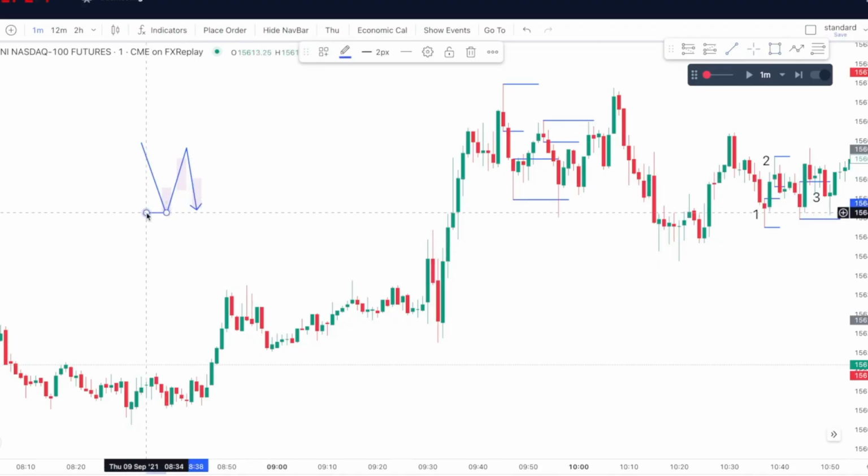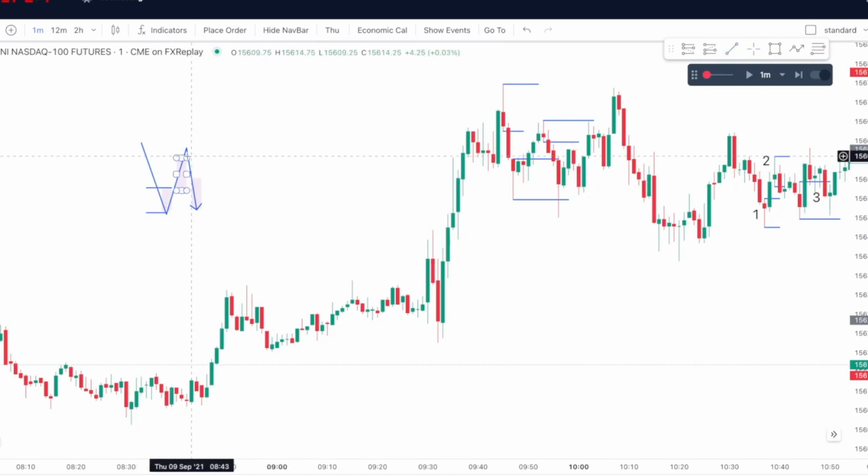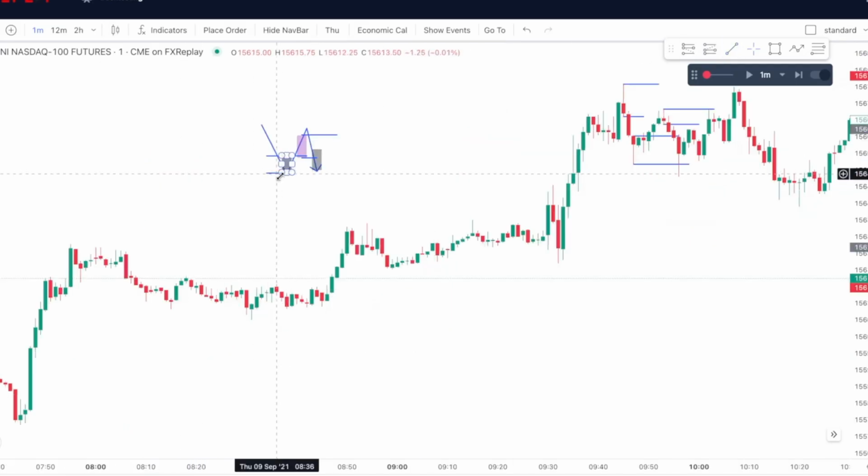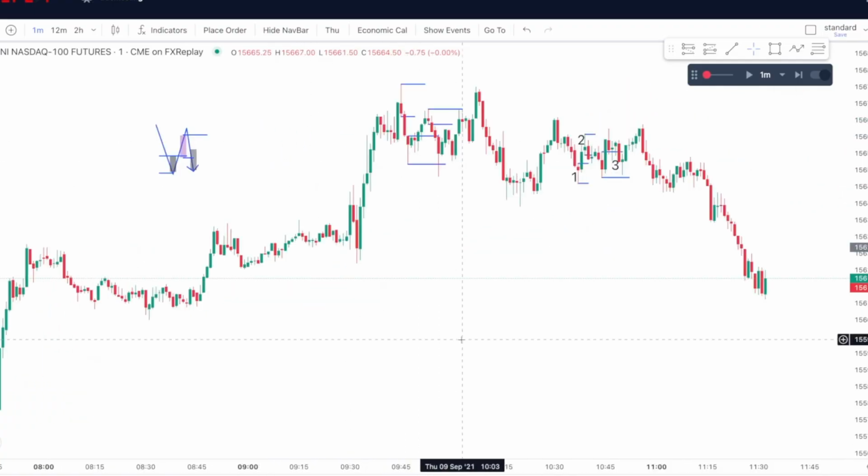That makes it less attractive to me. But we have a low here because we close above it. We have a high here because we close below it. Put in a low point, we close above it. We make a high with the same candle. We make a high because we close below it. Yes, that can happen.